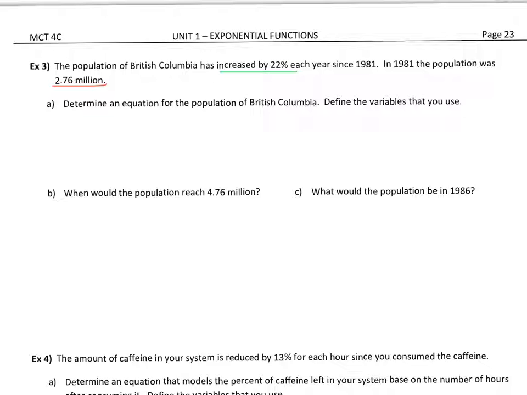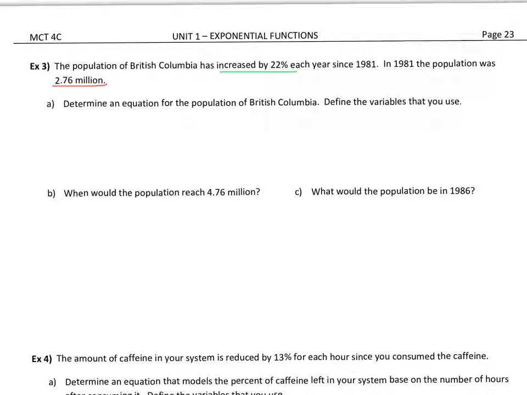Define the variables that you use. So remember to put let statements for your variables, and then create your equation with that. Okay, I might let P represent the population of British Columbia and N be the number of years since the year 1981. So if N was equal to 0, that would represent the year 1981. If N equals 1, then that would be the year 1982. And if N was 2, that would be the year 1983, and so on from there.